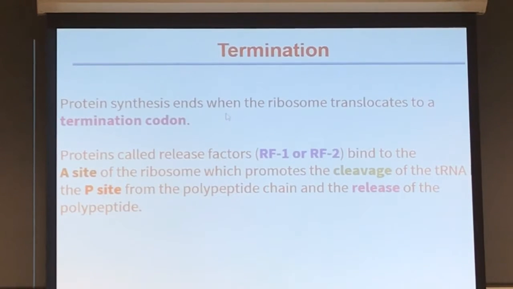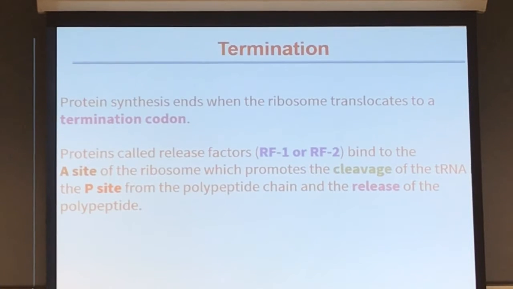Now, termination. Protein synthesis ends when the ribosome translocates to a termination codon, because by the time the ribosome reaches the termination codon, there are no transfer RNAs which carry amino acids. So it encounters the termination codon, and there's no transfer RNA sitting there. So there's no way that a ribosome can generate a peptide bond.